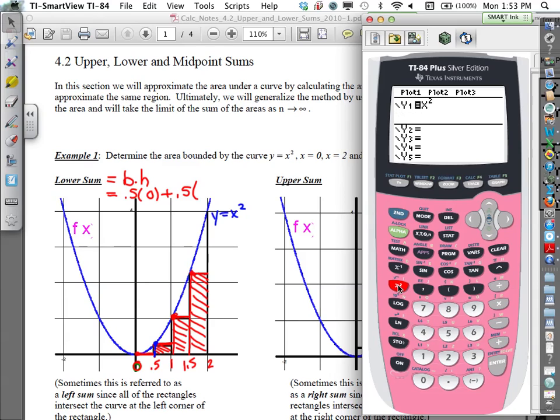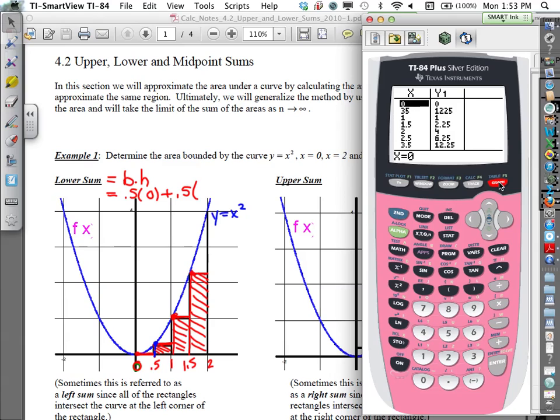Clear it out. You don't necessarily need to look at the graph, but if it's helpful, you can. What you need is the table function for the calculator. So you're going to hit the second key and the graph key, and then you should be able to type numbers in there. If you can't type numbers in, just holler and we'll go through it. So type in 0.5, and you get an outcome of 0.25, yes? Okay, so that's the height of this rectangle right here.